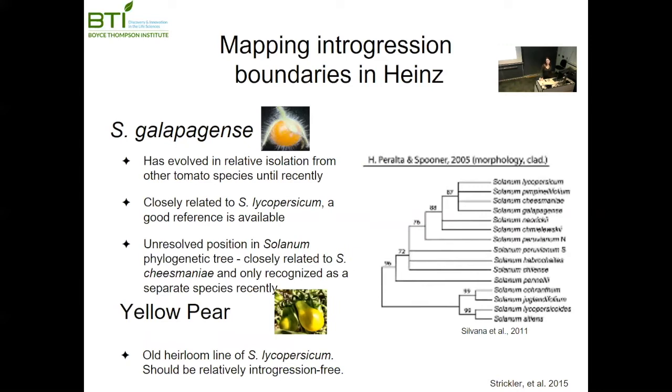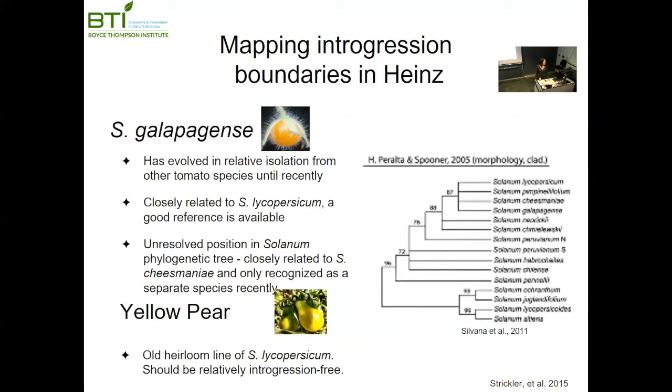It's very closely related to S. cheesmaniae, and most of the work done at that time, and even now, it's a bit unclear where it falls on the tree. I'm not really sure why my picture is so blurry, but galapagense actually falls here with cheesmaniae, pimpinellifolium, and others. So it's a little unclear how these species are related whenever you do phylogenies. We wanted to do some work to try to clarify that using the genome sequence.